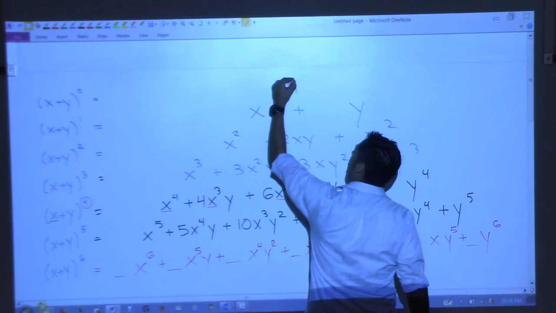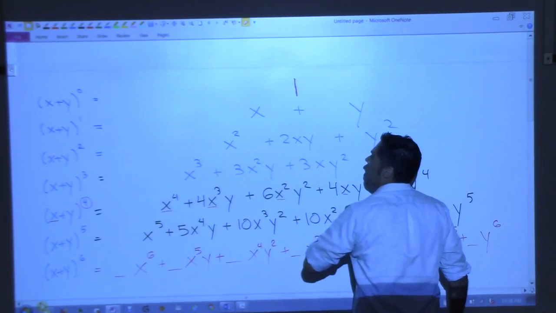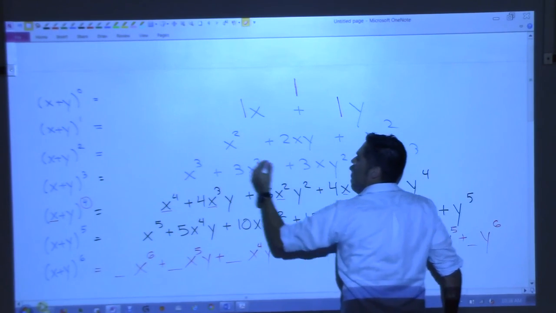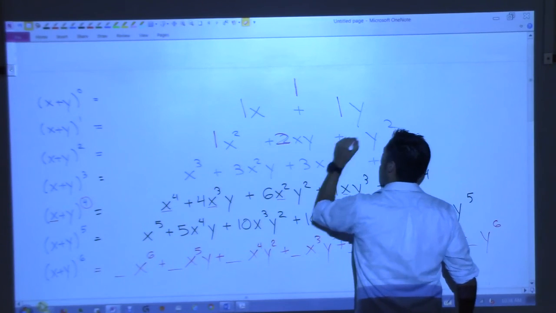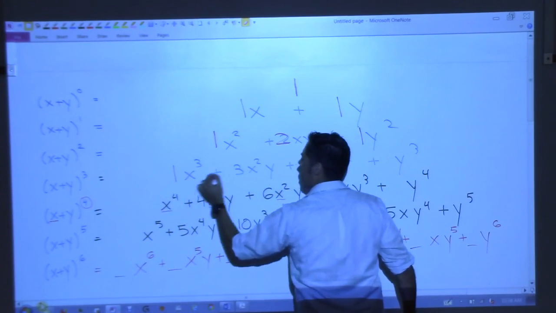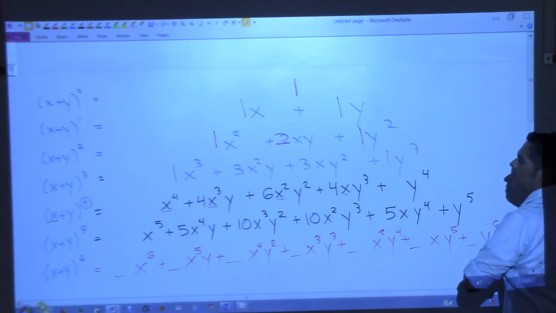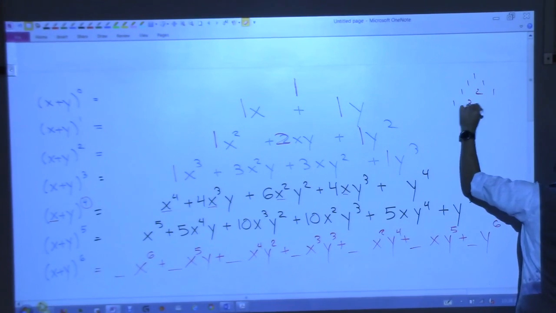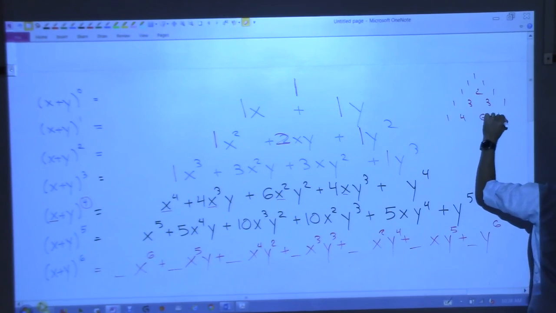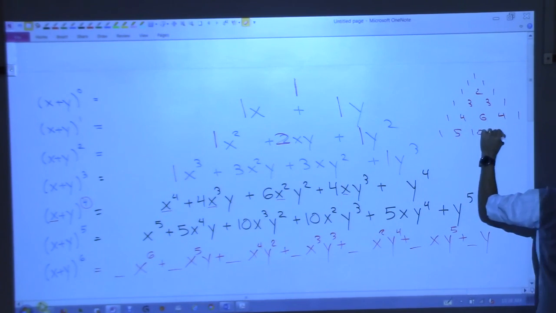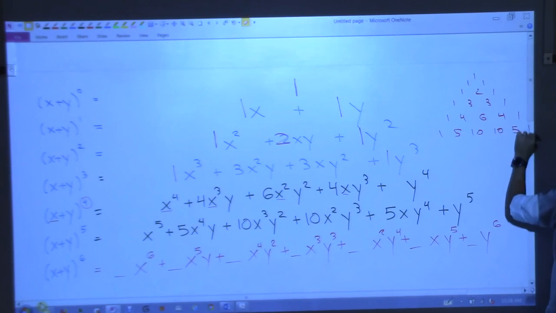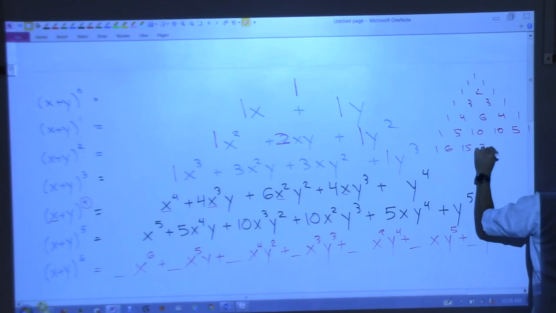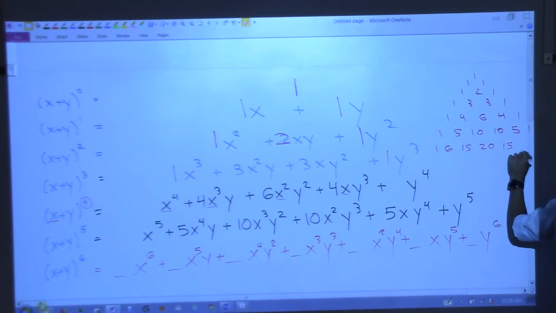You can see that the first coefficient in the first row is just 1. Then the coefficients in the second row are 1 and 1. Then here are 1, 2, 1. Then 1, 3, 3, 1, right? So we got 1, 1, 1, 1, 2, 1, 1, 3, 3, 1, 1, 4, 6, 4, 1, 1, 5, 10, 10, 5, 1. I messed up. No, I got it. Okay. Then 1, 6, 15, 20, 15, 6, 1.